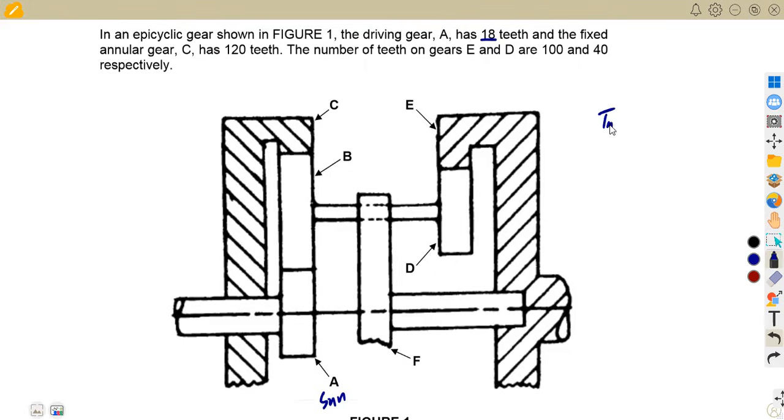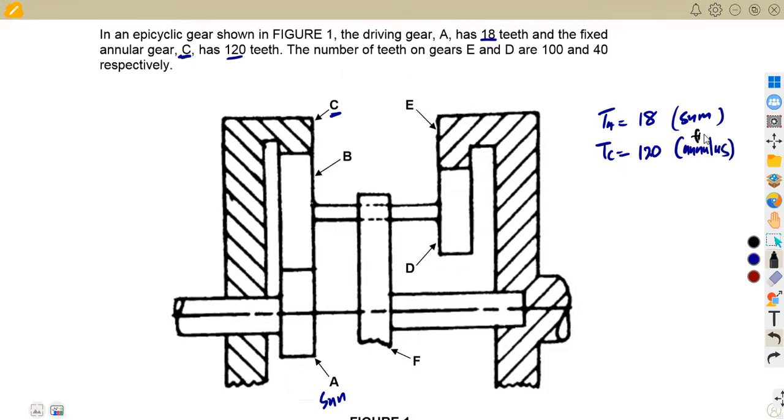So TA is 18, representing our sun gear, and the fixed annular gear, which is C, is our annulus in this case. TC has got 120 teeth. This is our annulus, and it's fixed.